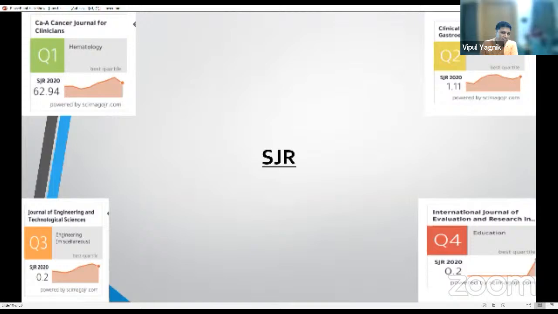SCImago Journal Rank basically divides journals into 4 categories. They give Q1, Q2, Q3 and Q4 categories. There are 4 categories. Q1 is the top 25% of the journals listed in Scopus. Q2 stands for 25 to 50% of the journals. Q3 stands for 50 to 75% of the journals in Scopus. And Q4 stands for more than 75% of the journals.